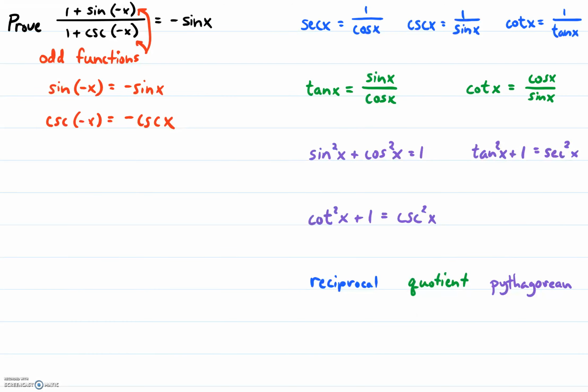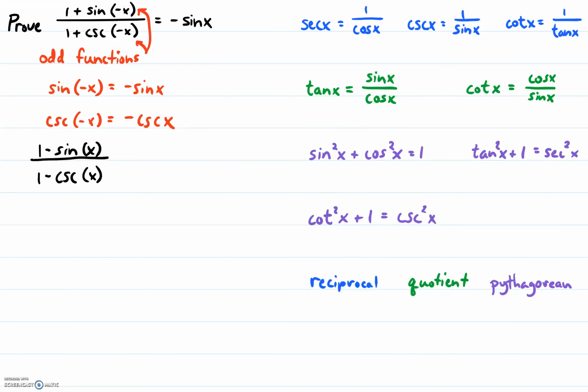Just rewriting the left hand side using these even and odd identities, we're going to have 1 plus sine x. But that negative needs to come out, so that plus is going to turn into a minus. The exact same thing happens in the denominator: instead of plus, the minus comes out, and we have 1 minus cosecant x. Remember, the left-hand side is the side that we're working on. So that's our first step. Now the argument is at least matching on the left and the right-hand side, but there's still a lot of work to do.